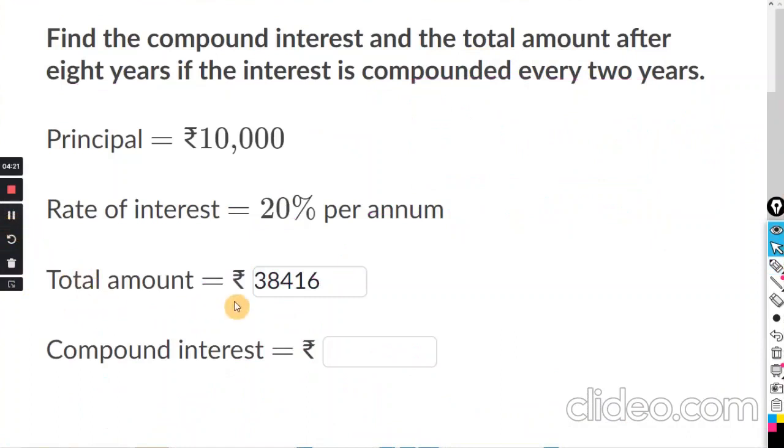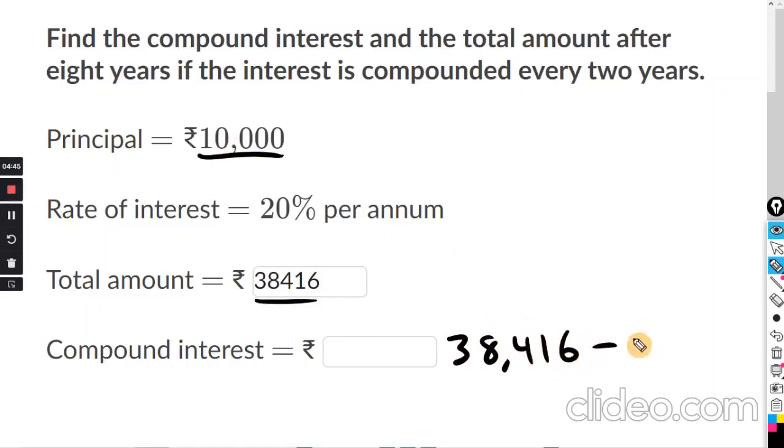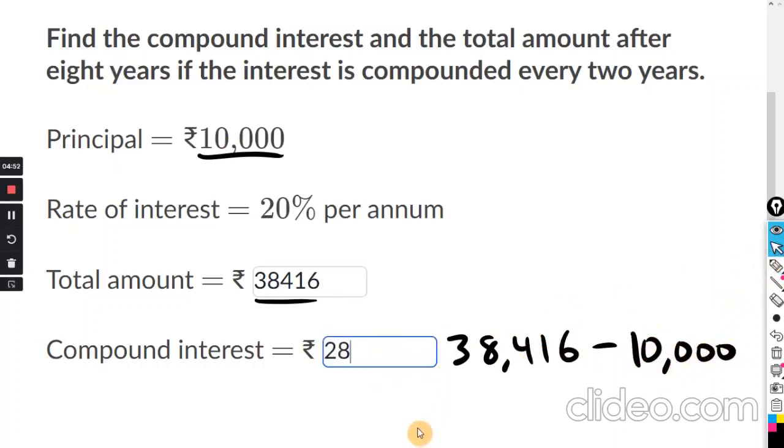So enter in the box for total amount 38,416. They also want to know the compound interest. If we invested 10,000 and we wound up with 38,416, the interest that accumulated was the total amount accumulated minus the initial amount invested. So the interest is just going to be 28,416.